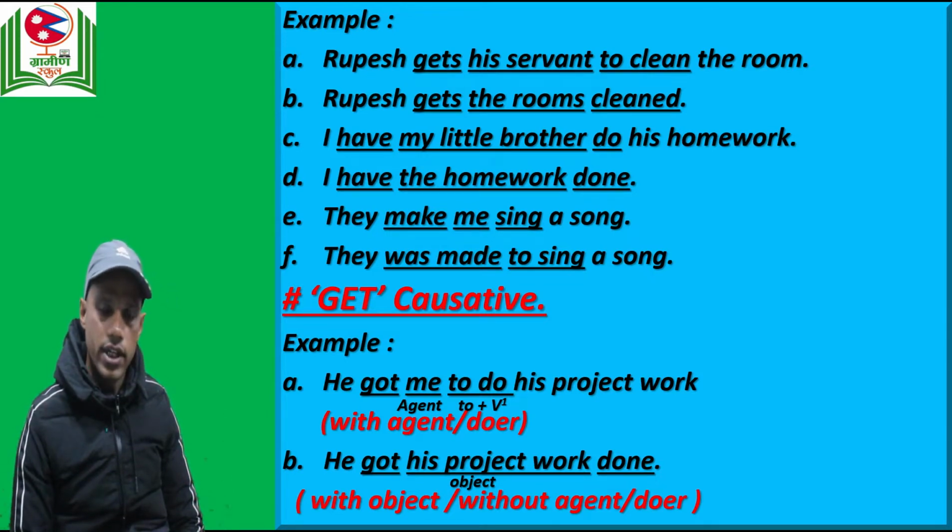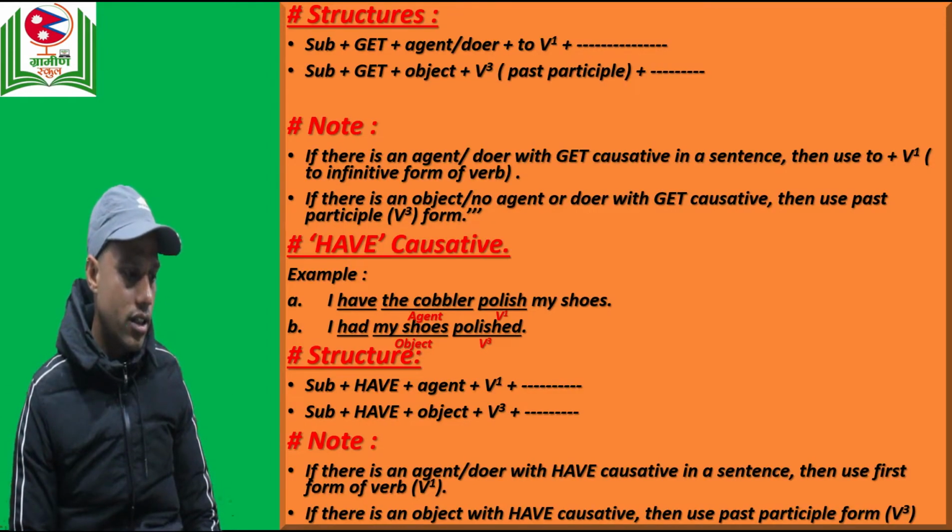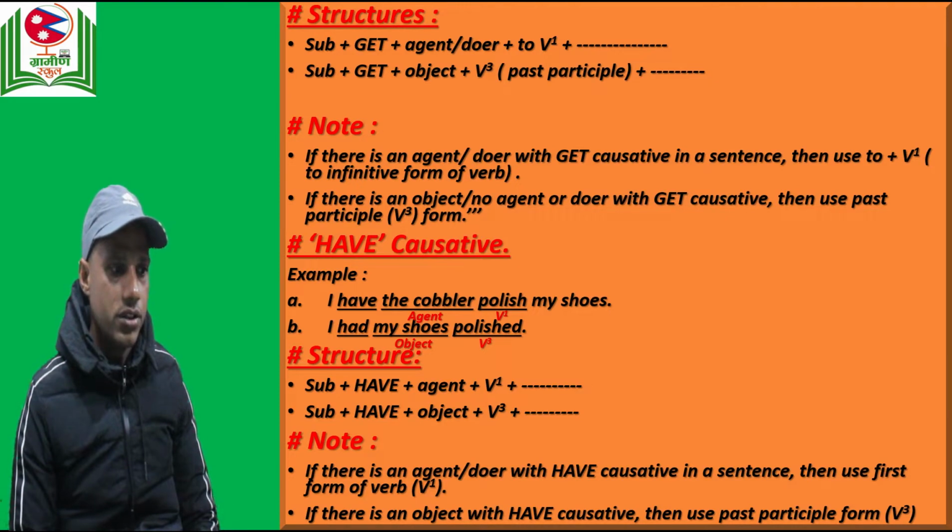Number B, there is no agent after get causative and we have an object in place of the agent. So which form of verb do we have to use in such a case? Let's see: he got his project work done. After got we have an object in place of the agent. So if there is an object we should use the past participle form or verb 3 form. I have provided you the structures for get causative.